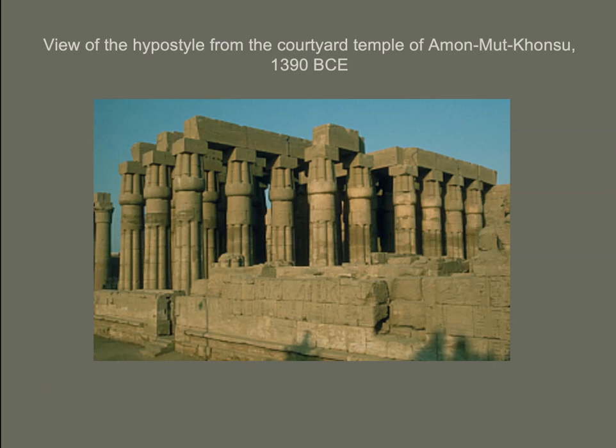This is called a forest of columns or a hypostyle hall, which is Greek for beneath the columns. So it's a space that's created by hundreds of columns. So when you walk in, you're just going to be surrounded by columns.